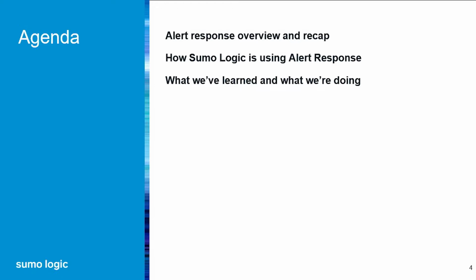For today's session, we are going to cover the following topics. We will give a brief overview of what alert response is, so that people who are not familiar with it can learn about this feature. We will then talk about how we internally use alert response for monitoring and troubleshooting production issues at Sumo Logic. And finally, I will talk about the feedback that we have gotten from our customers and what improvements we are making to this feature.